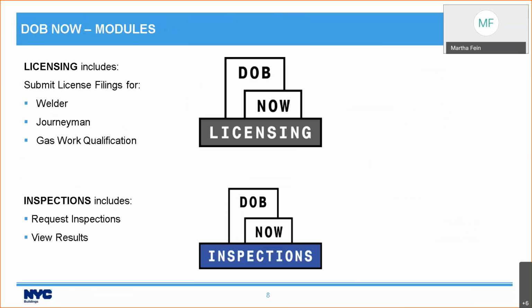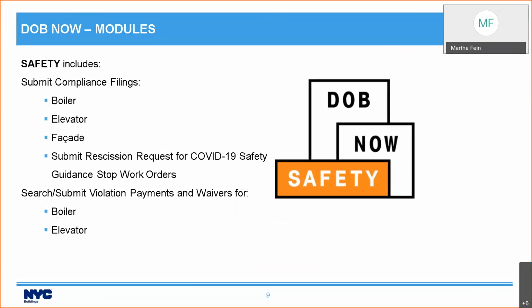DOB Now Licensing has license filings for welders, journeymen, and gas work qualification. And our goal is, of course, to expand that to all of the types of licenses that DOB offers through DOB Now. In DOB Now Inspections, you can request inspections and view results. DOB Now Safety includes submitting safety compliance filings for boilers, elevators, facades. You can submit a rescission request for COVID-19 safety guidance stop work orders. You can also search and submit violation payments and waivers for boilers and elevators.